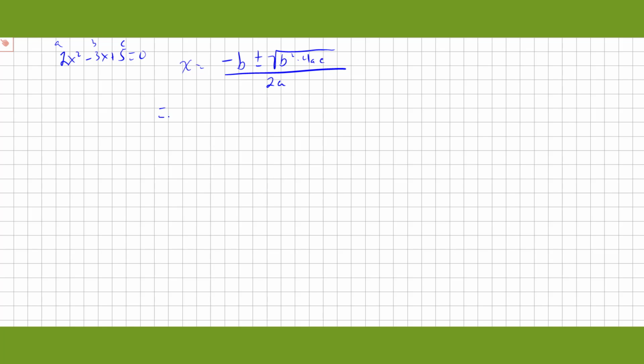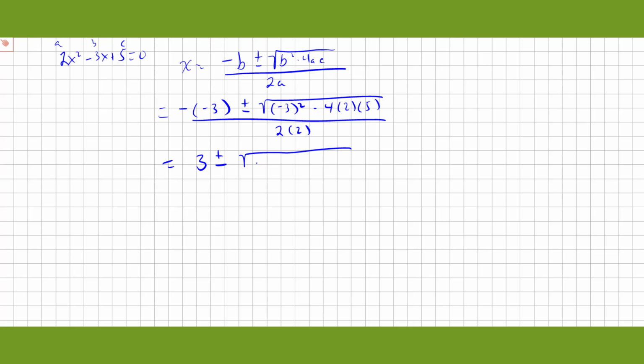All right, so I've got negative negative 3 plus or minus the square root of negative 3 squared minus 4 times 2 times 5, all of that over 2 times 2. All right? Let me simplify. So I've got negative negative 3. Well, that's a positive 3, plus or minus the square root of, grab your calculator, so I end up with 9 minus 40. So 9 minus 40, see where we're going with this. And all of that over 4.